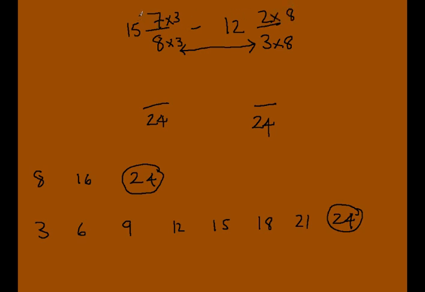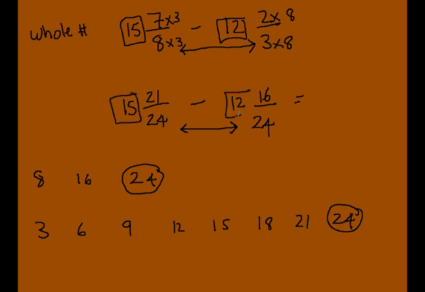Now, again, the whole number part here we leave the same. Keep in mind, this is the whole number here, and this whole number here we also keep the same. So 8 times 3 is 24, and 7 times 3 is 21. 3 times 8 is 24, and 2 times 8 is 16. Now that they have the same denominator, we can combine them. So we're going to do the whole number with the whole number. 15 minus 12 gives us 3.